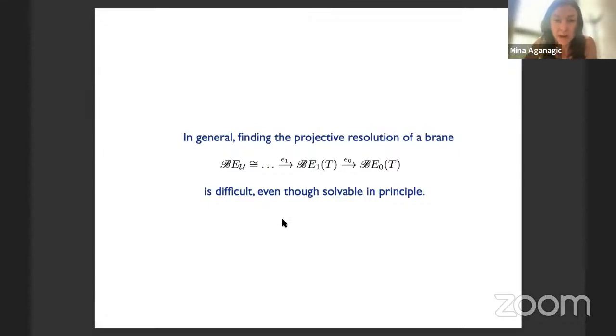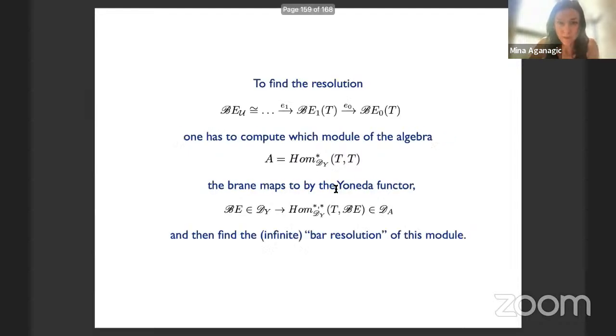Now, in general, finding such projective resolutions is difficult, though solvable in principle. To find the resolution, you need to solve two difficult problems. The first is to compute which module of the algebra the brane maps to by the Yoneda functor. And then you need to find a projective resolution of this module, which in general involves infinite bar resolutions.